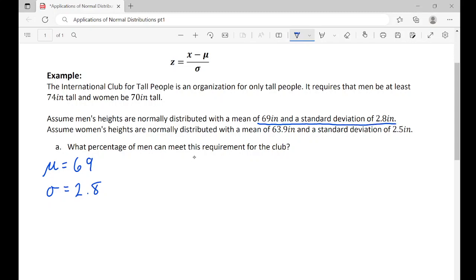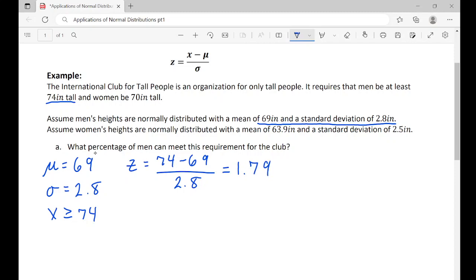Now, we need to find something specific. It wants to know what percentage of men meet the requirements for the club, given that men have this mean and standard deviation. It says that men have to be at least 74 inches tall, so our x value has to be greater than or equal to 74. Now that we have everything, we can plug it into our z-score formula. So z equals 74 minus 69 divided by 2.8, and that is going to give us 1.79 as the z-score.